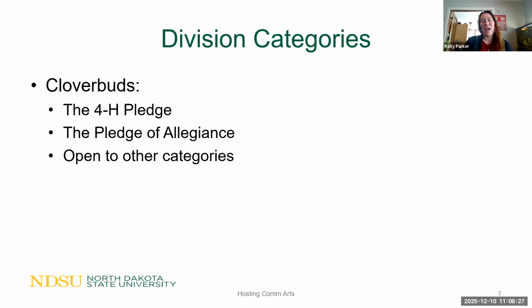But then we also have some categories. So for the Clover Buds, the two traditional categories that people will use are the 4-H Pledge or the Pledge of Allegiance. And so Clover Buds, those are the two most common things that Clover Buds will present, but they can also do any other category. So that's entirely up to you all as county agents, to their club leaders, and to the Clover Buds themselves.